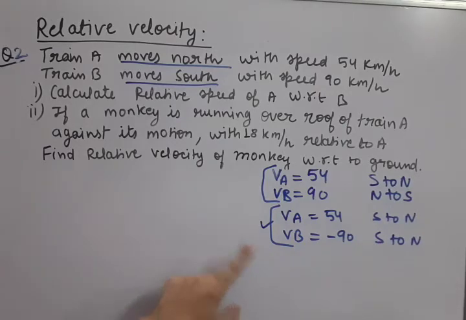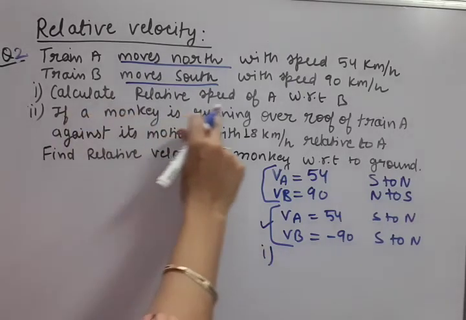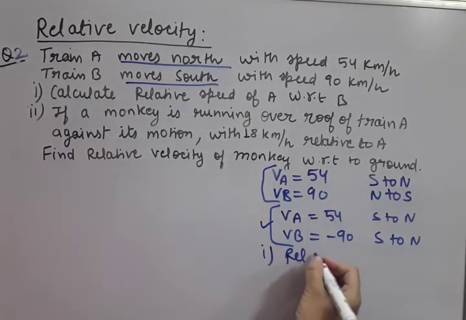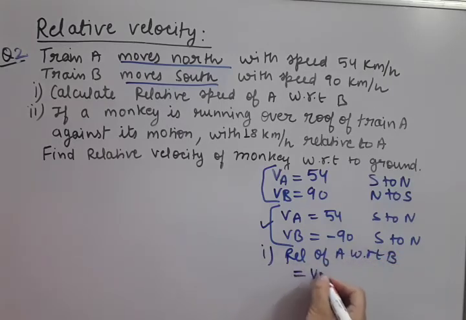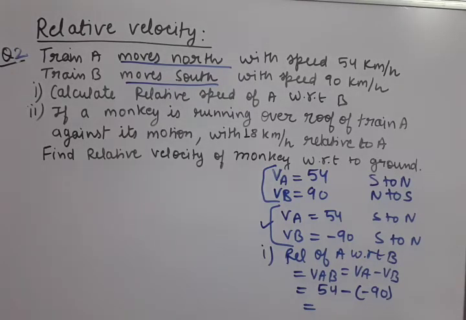Now let us solve the first case here only. First case, calculate relative speed of A with respect to B. So we will call it VAB. Formula is VA minus VB, and if we put the value VA, it is 54, and VB, it is -90. Okay, we have substituted the values. VA 54 and VB value is -90.